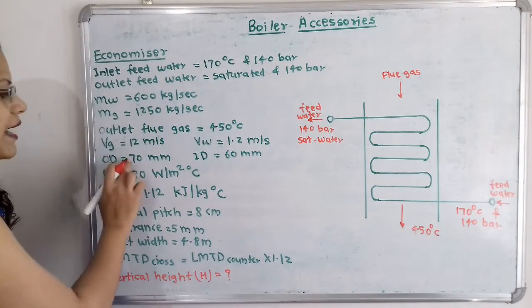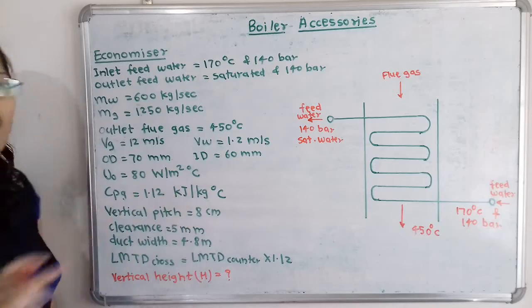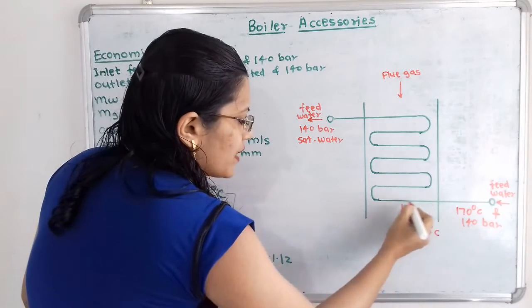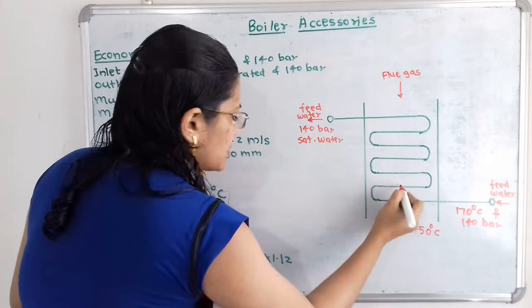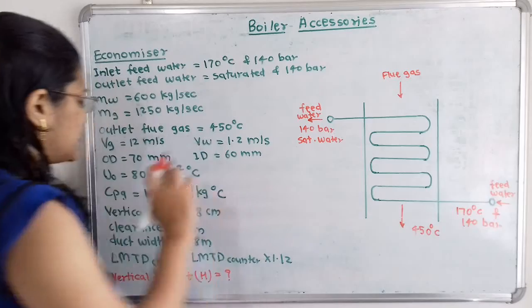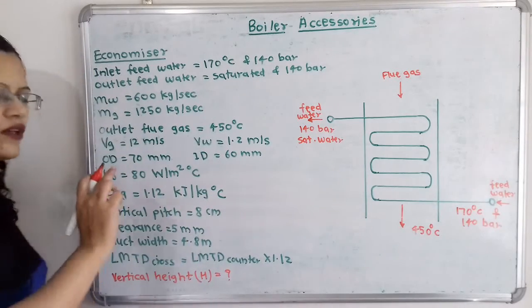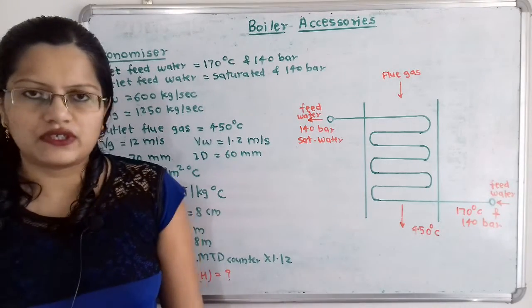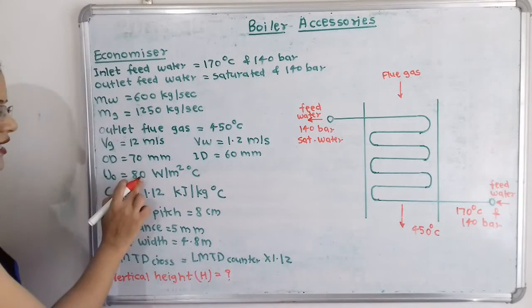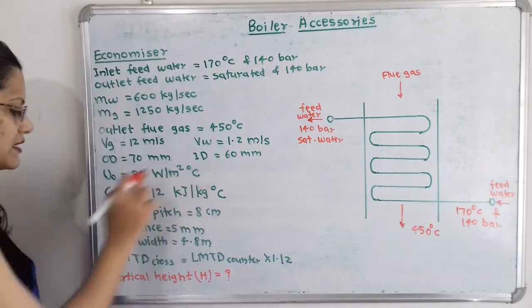Then outer diameter and inner diameter of the tubes is also given. Water is moving inside these tubes. So what is the outer diameter? 70 mm and inner diameter 60 mm. Then overall heat transfer coefficient U to the base O is 80 watt per meter square degree Celsius.